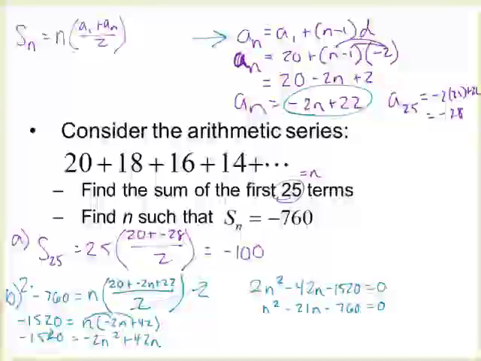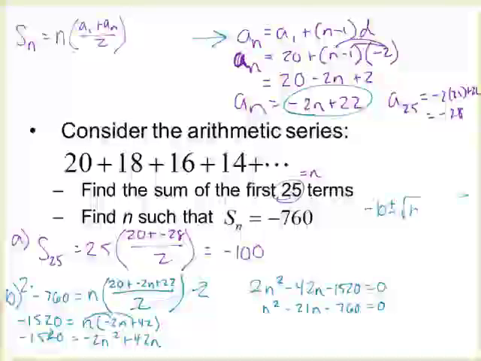This one is factorable. 760, there must be something that multiplies to 760 that adds to negative 21. Okay, they have to be factorable because they have to be whole numbered answers. They can't be decimal answers. So you could solve this by factoring if you can come up with what multiplies that adds to negative 21, or you can use your quadratic formula.